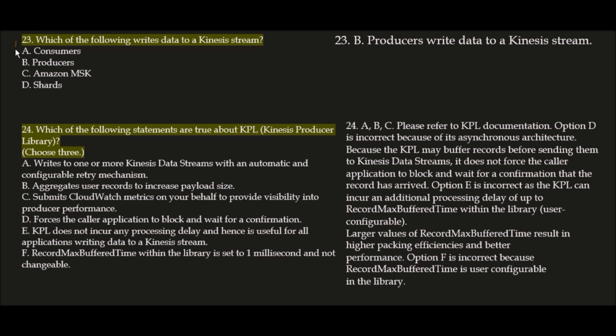Next question. Which of the following writes data to a Kinesis stream? Option A, consumers. Option B, producers. Option C, Amazon MSK. And option D, shards. Correct answer here is option B, producers. Because producers write data to a Kinesis stream.